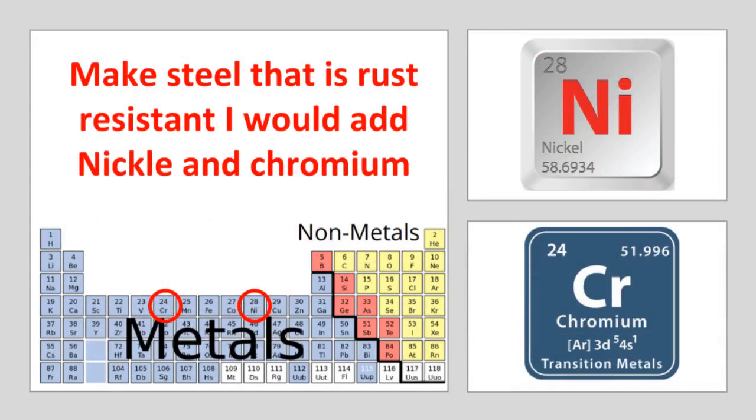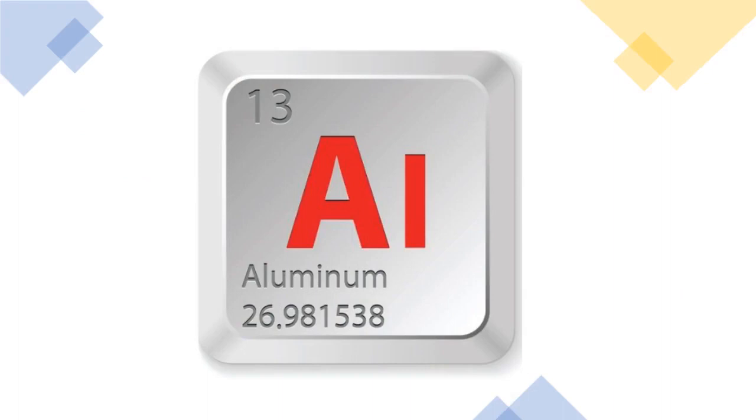It is basically the same thing with metals. Let's say I want steel that is rust resistant. You would add nickel and chromium. Aluminum, when added to molten steel, mixes very quickly with any undissolved oxygen and is therefore considered one of the most common deoxidizers in making steel. Aluminum also is used to produce a fine grain structure and to control grain growth.